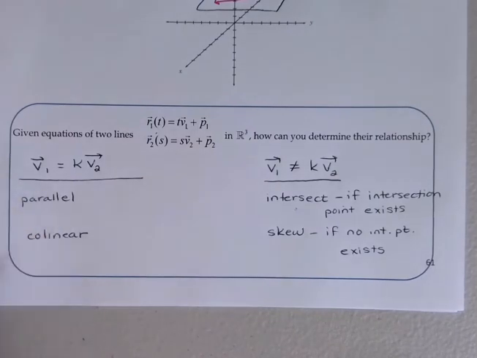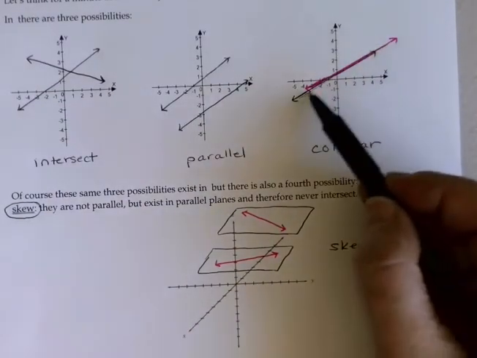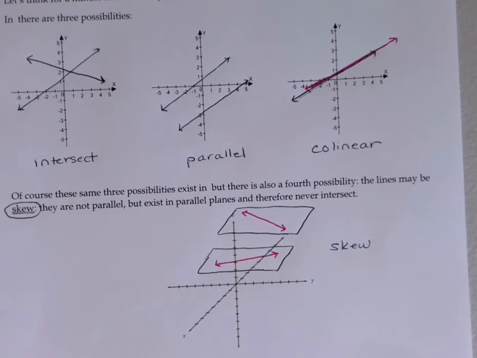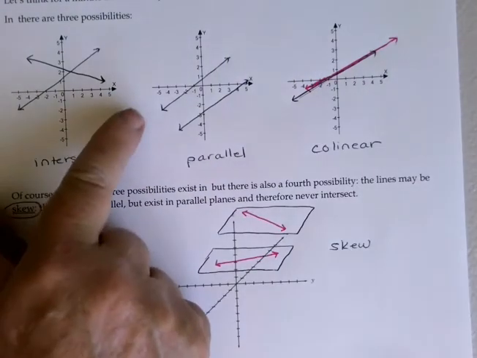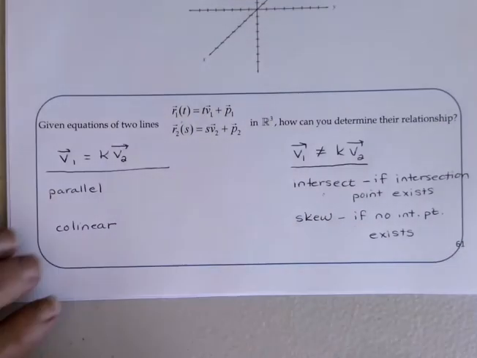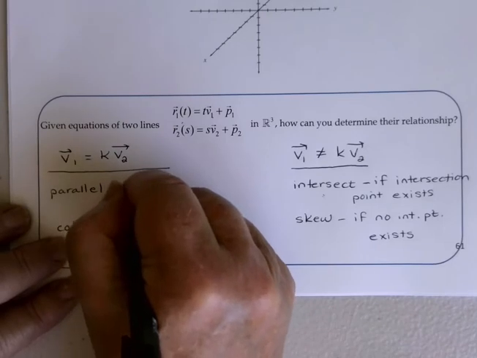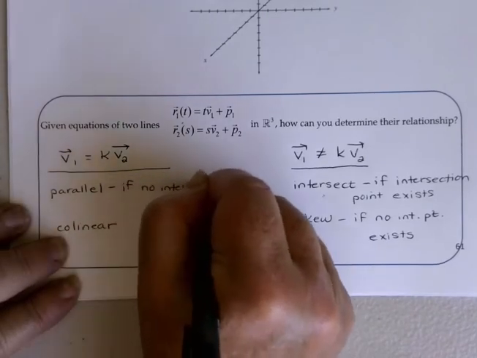I can use that same kind of logic with the parallel and collinear. Of course, the collinear lines will have infinitely many intersection points, but as long as I can find at least one, the lines will be collinear. They'll be parallel if I find no intersection points. So parallel if no intersection points exist.